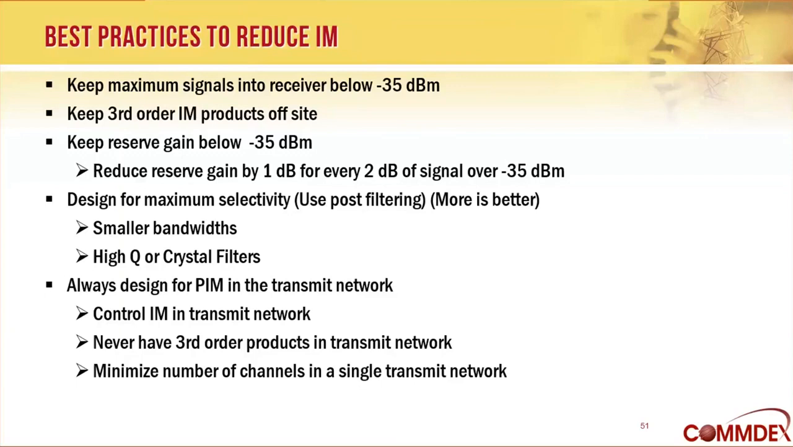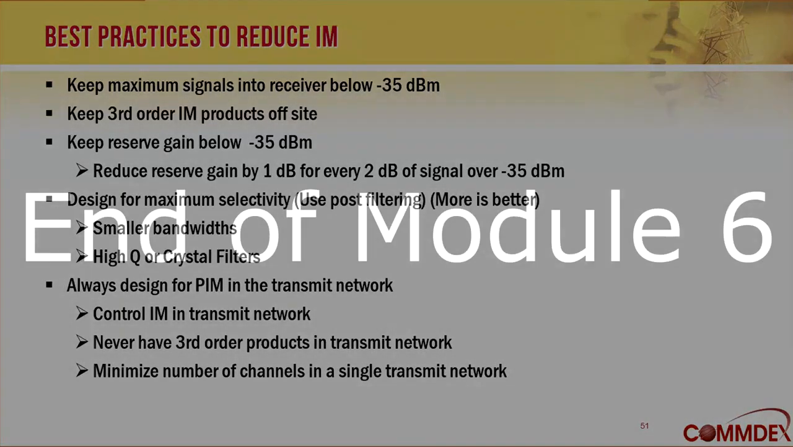And try to minimize the number of channels in a single transmit network. The more transmitters you try to jam into a single antenna, the more potential problems you could introduce. So typically, for transmitter combiners, 5 to 8 is probably the maximum number that we like to see.